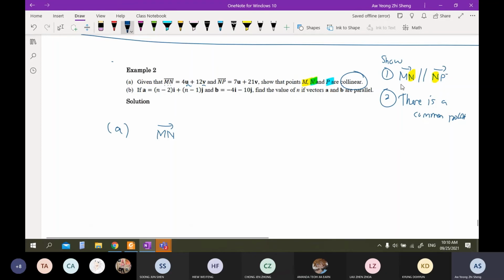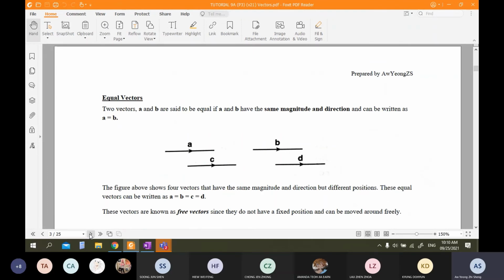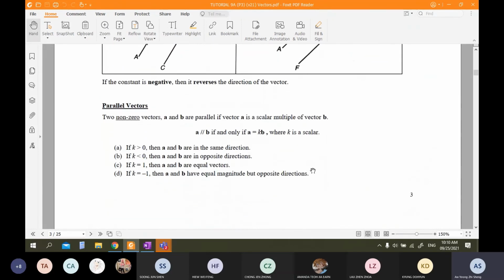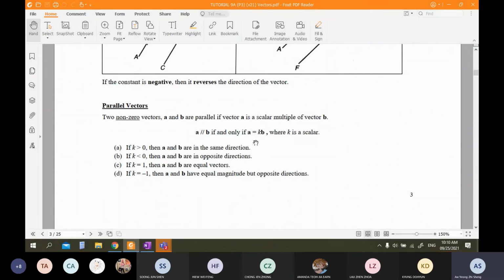Now, how do we establish that two vectors are parallel? Recall the previous page, sorry, page 3. Notice that this statement here is if and only if, which means that if you are able to establish that one vector is equal to a number times the other vector, then you can happily conclude that the two vectors involved are parallel.